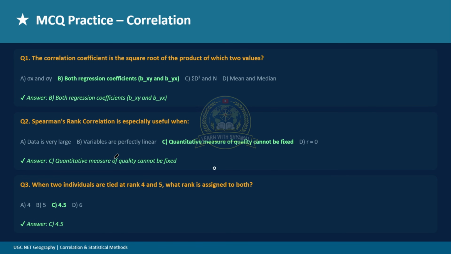MCQ practice. Question number 1: the correlation coefficient is the square root of the product of which two values? Correct answer is option B, both regression coefficients, bxy and byx. Question number 2: Spearman's rank correlation is easily useful when? Correct answer is option C, quantitative measure of quality cannot be fixed. Question number 3: when two individuals are tied at rank 4 and 5, what rank is assigned to both? Correct answer is option C, 4.5.